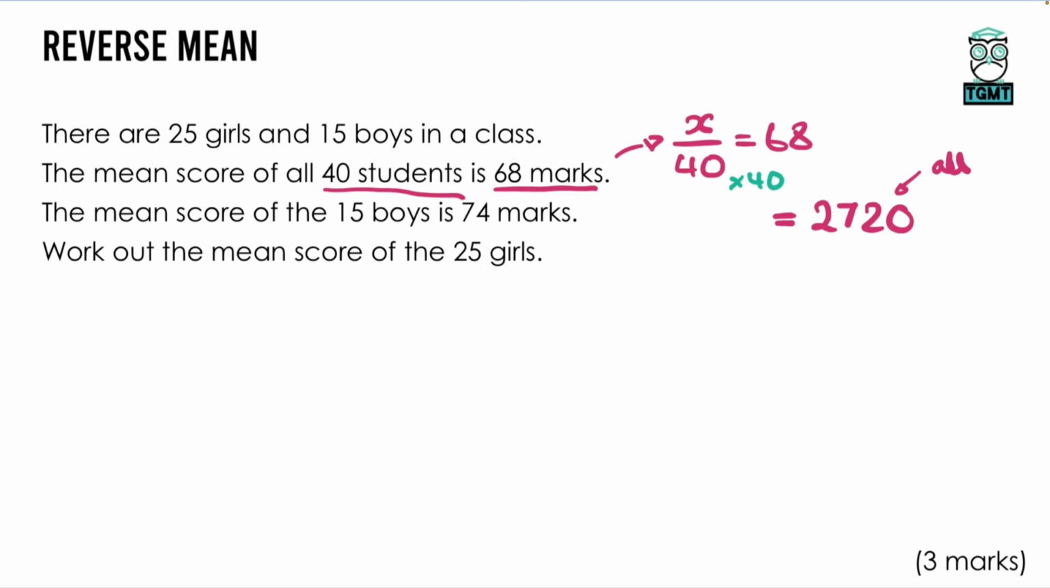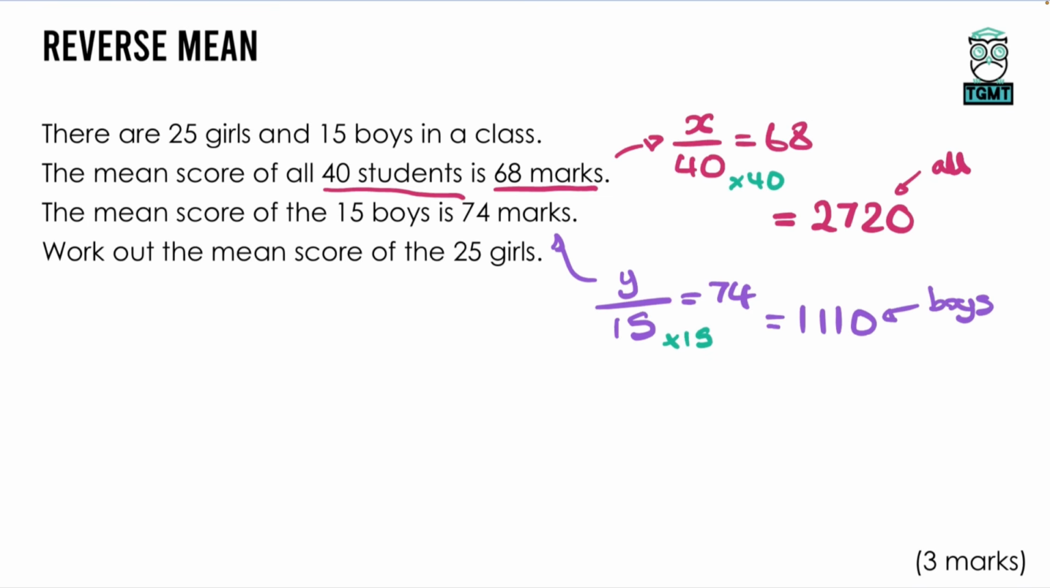I can now apply the exact same to the boys. Now I'm going to write a different letter down because I don't want to get confused with the fact that this is now a different number. So we have y divided by 15 boys gives me a total of 74. Same process, I'm just going to do the opposite of whatever I would have divided by to get that mean. So times by 15, and we get the total 74 times 15 for the boys, and that is 1,110, and I can label that boys.